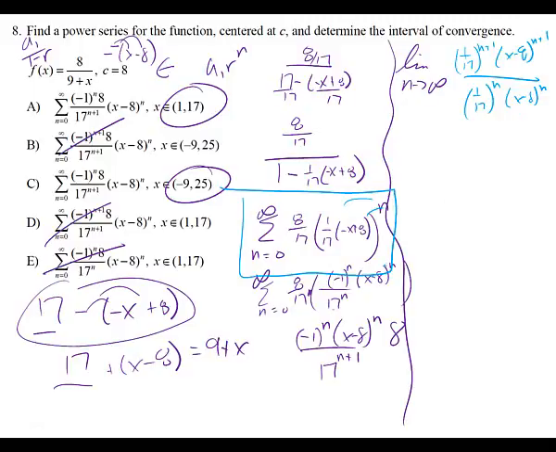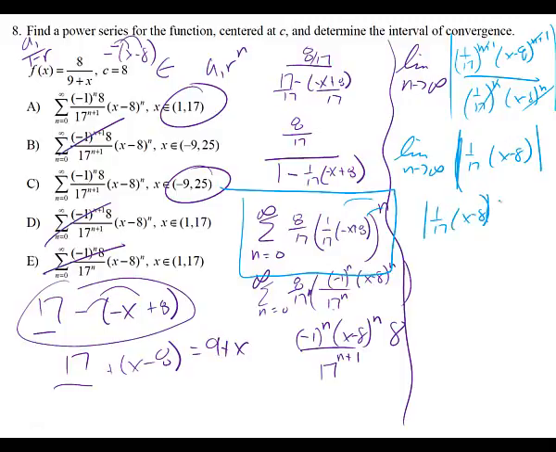What's going to happen now? Yeah, anything to the n power is going to cancel. Oh, I forgot my absolute values. Put those on there. So I really have the limit as n approaches infinity of 1/17 x minus 8, and those are absolute values. Again, n has no bearing on it, right? So we've got 1/17 times x minus 8.